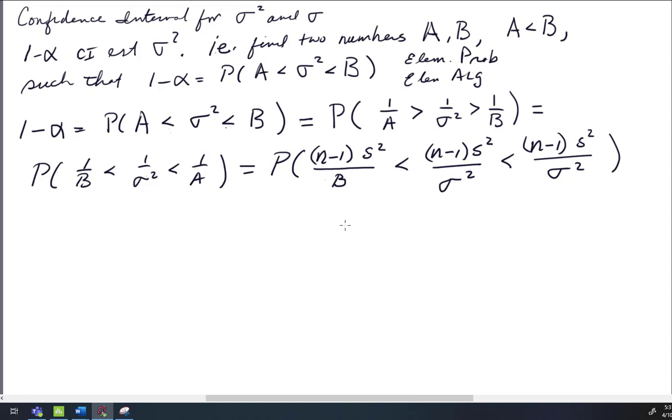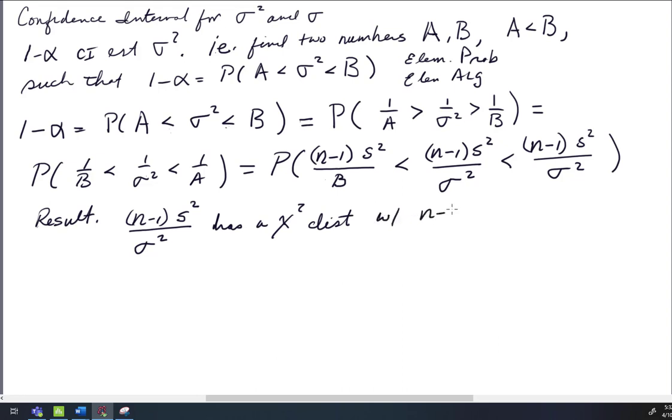Now, why have I got here? I mean, I hope you can see that I can get here, but why? Well, if I've taken a sample of size n, then a result from the textbook, which I'll just label result, is that n minus 1 s squared over sigma squared, where n is the sample size, s squared is the sample variance, and sigma squared is the population variance, has a chi-square distribution with n minus 1 degrees of freedom. And this would be something that we looked at briefly last week.